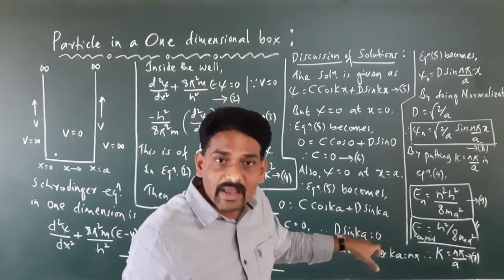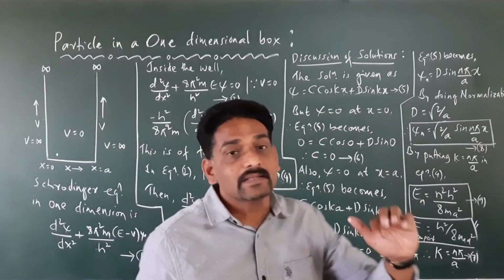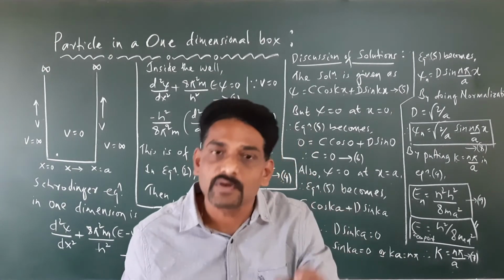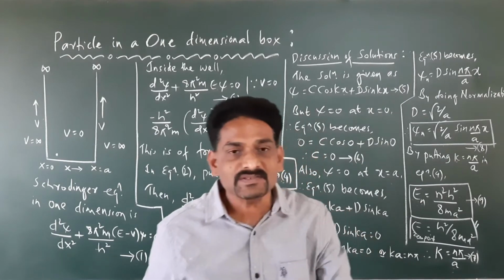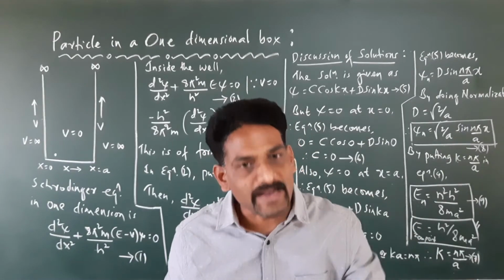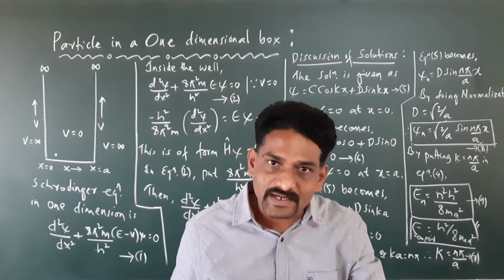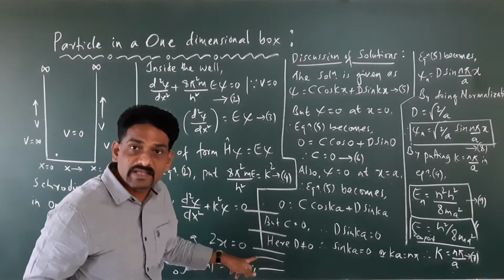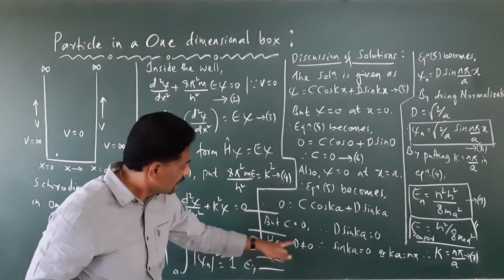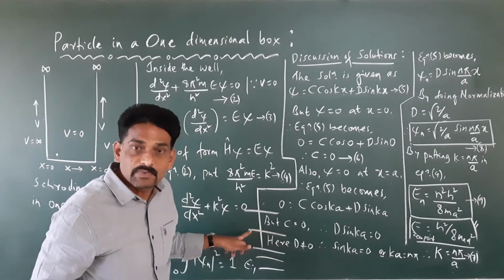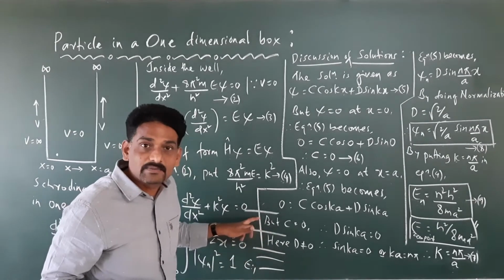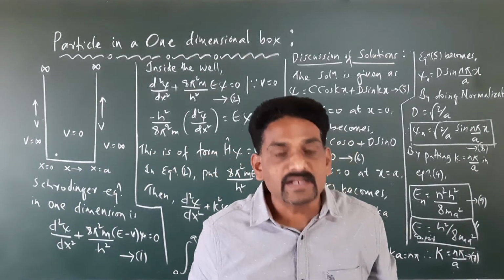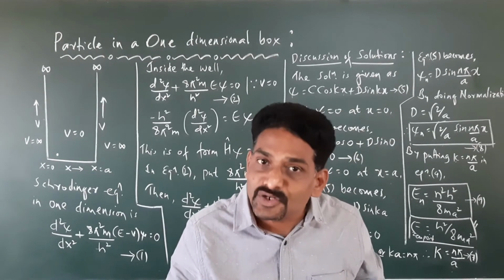So, as per quantum mechanics, the energy of a particle is discrete. It is quantized. What is the meaning of quantized? Quantized means it is discrete and finite. For n equals 1, this is the energy; n equals 2, this is the energy; n equals 3, this is the energy; n equals 4, this is the energy. They are discrete and finite, which means the energy is quantized. Energy is quantized, it is not continuous.